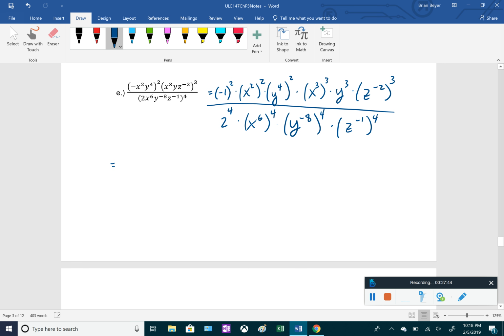So negative 1 squared is actually just positive 1, so that term simplifies to 1, so we don't have to write it. X squared squared is going to be x to the 4th, multiply, power to a power. Y to the 4th squared is y to the 8th, times x cubed cubed is x to the 9th, times y cubed. Z to the negative 2 cubed is z to the negative 6.